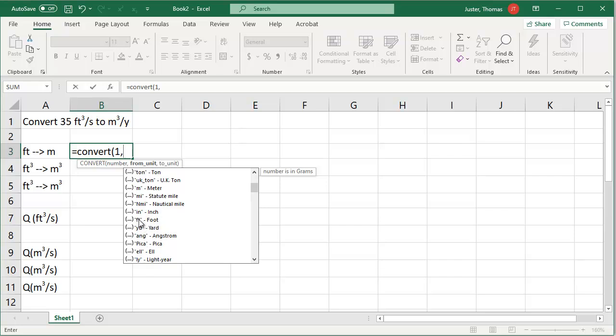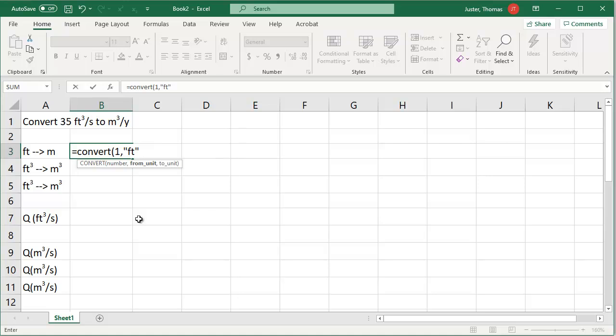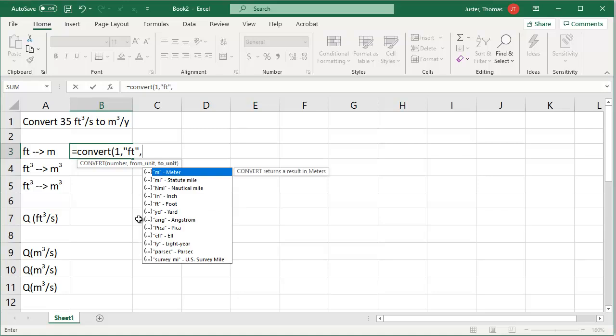I could just double click this, and notice it puts my unit in quotes. Really important: the units are always in quotes. Then I put a comma here, and it's going to show me all the to units, the units it can convert the unit of length, feet, to. It's showing me the units of length it knows. I could convert feet to angstroms, picas, light years, parsecs, but what I want is the first one, which is meters, and notice it's the small m in quotes. I'm just going to type the small m in quotes here.